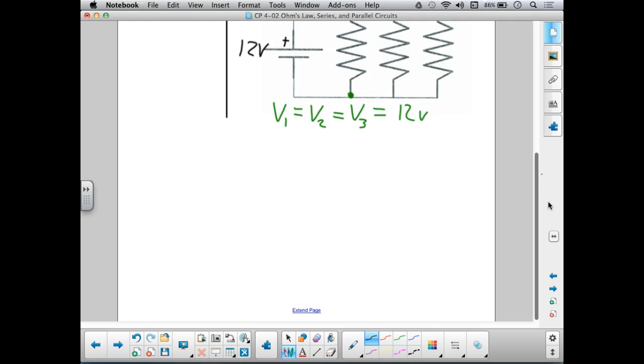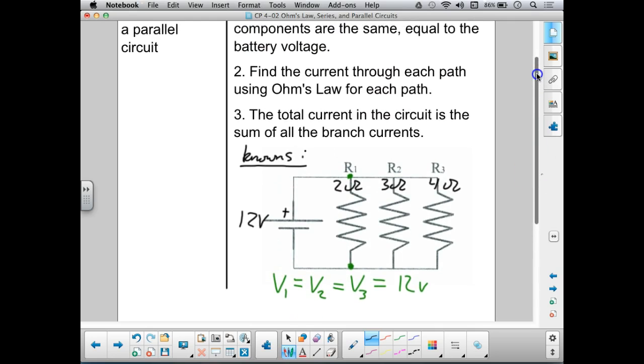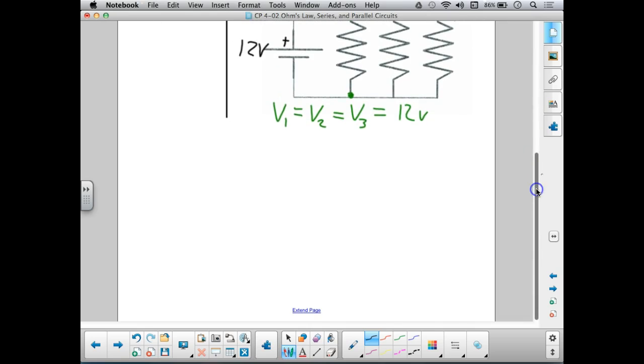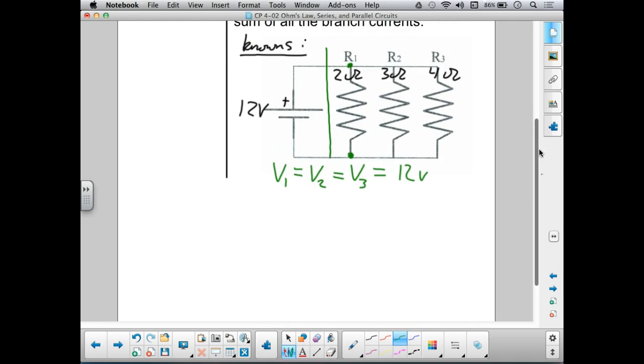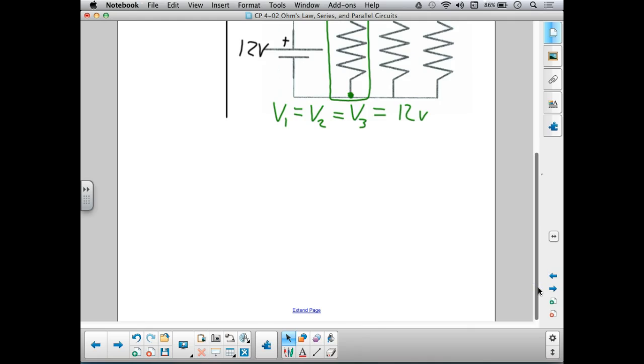Step number 2, we're going to solve for the current through each path using Ohm's law for each path. So let's zoom in right now just on path number 1. What I'm going to do is zoom in on just this path right here. Okay, so if I'm looking just at that path, I can write Ohm's law for path 1. Current through path 1, that's what the little 1 is for, is going to equal voltage across path 1 divided by the resistance of path 1. Okay, I can use Ohm's law for the whole circuit, or I can use Ohm's law for a particular path. Here, we're using Ohm's law for a particular path.